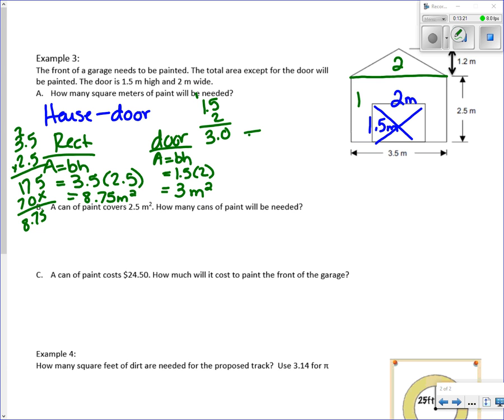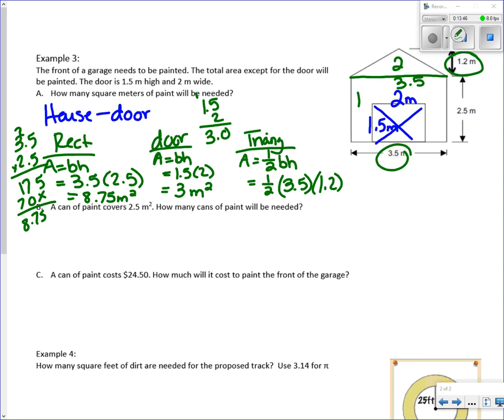Okay. And for my triangle, I know area equals 1/2 base times height. So half of, now my base here at the bottom is 3.5. This is also going to be 3.5. And it tells you over here on the side that the height is 1 2/10. So because you have a 1/2, you can multiply in whatever order you would like. Okay, I'm going to multiply by my decimals first. So I'm going to multiply 3.5 and 1.2.